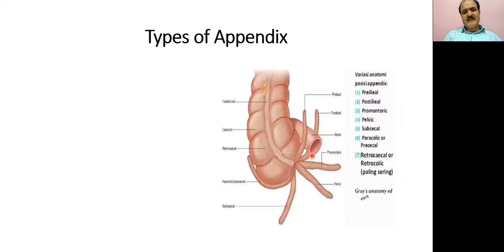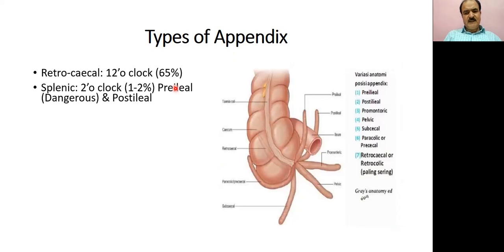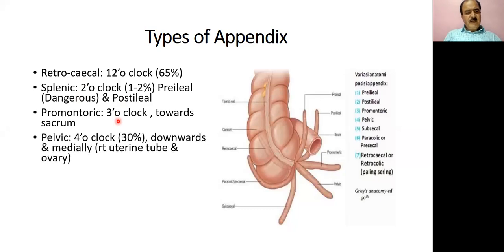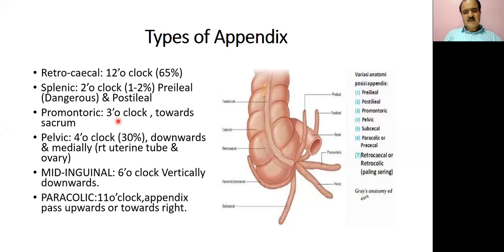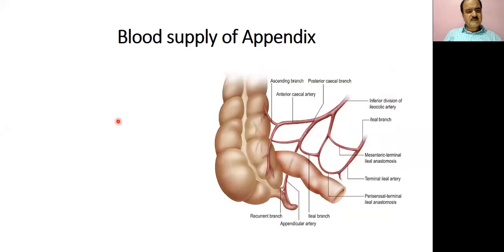There are various types of appendix, depending on location. We have retrocecal, posterior to the cecum. We have splenic, in the direction of the spleen. These are the different locations of the appendix which can be in different persons. Some person can have retrocecal, some person can have splenic. Promontoric, towards the promontory. Pelvic, subcecal position. Mid-inguinal, preileal, postileal, and paracolic. These are the different positions of the appendix which can be in different persons.